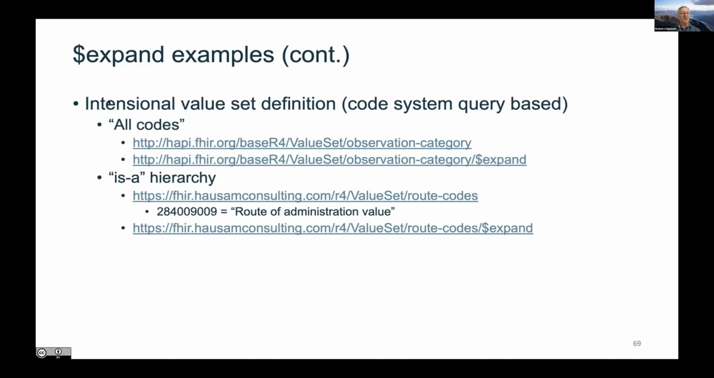Again, this is intensional with an S, and ValueSet definition basically means it's defined based on some kind of query of the code system, to define a set of codes based on the code system properties, filters, and all that. So we can do it real simple. We can just say, I want all codes in the code system. So in this case it would be the observation category ValueSet we're going to look at.